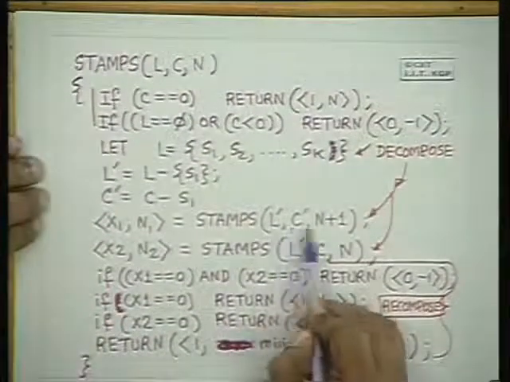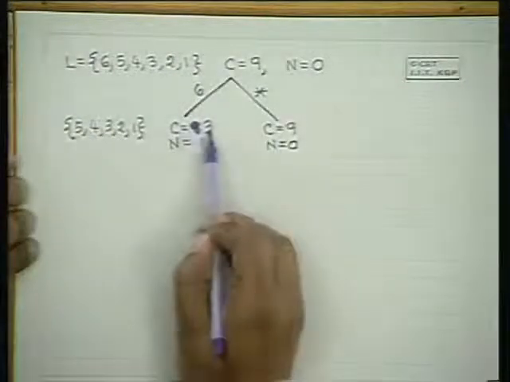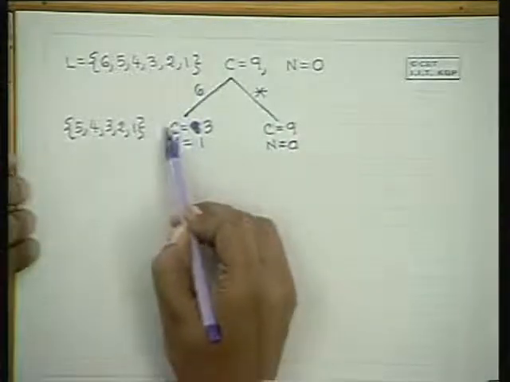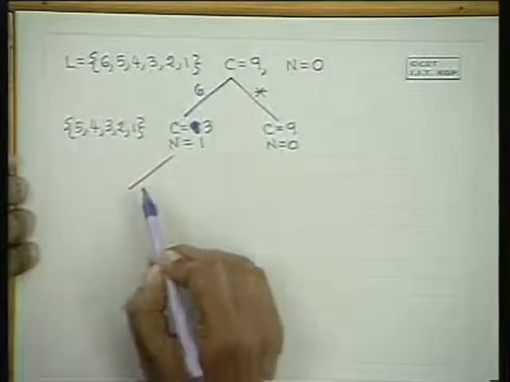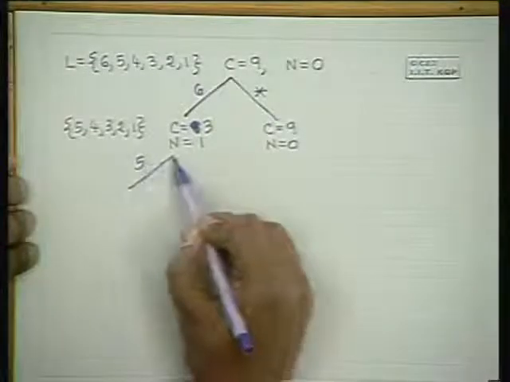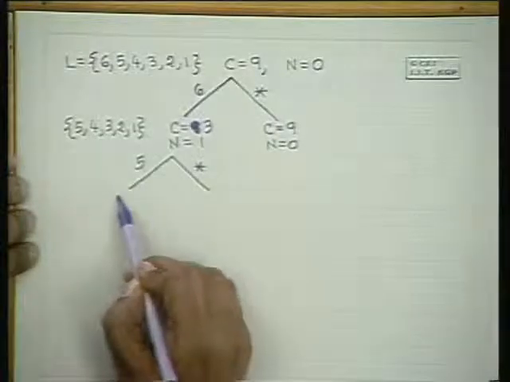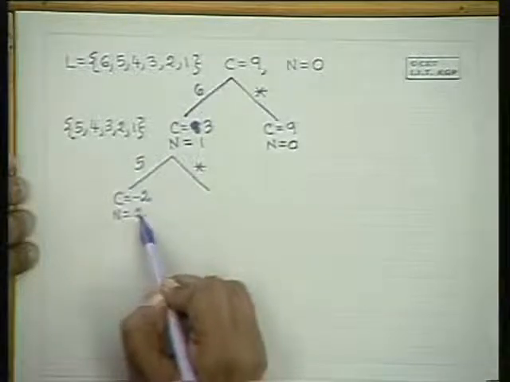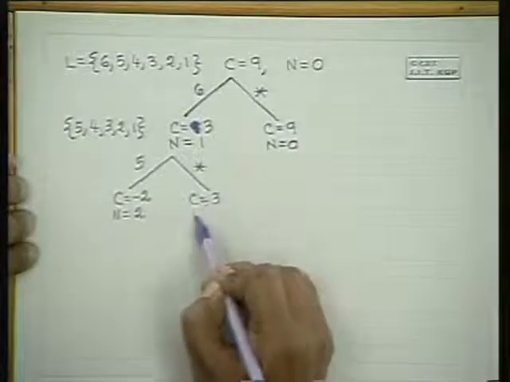Recall, one is L dash C dash N plus 1. The other is L dash C N. L dashed in both, one is C dashed N plus 1, the other is C and N. So again you recursively call this one and this one. You could choose 5 and you need not choose 5. If you choose 5, then C becomes minus 2 and N becomes 2. If you do not choose 5, then C remains 3 and N remains 1.